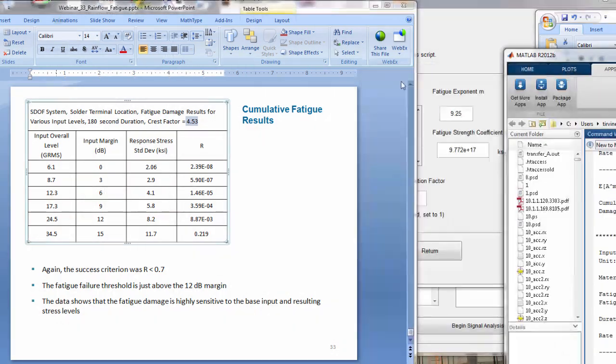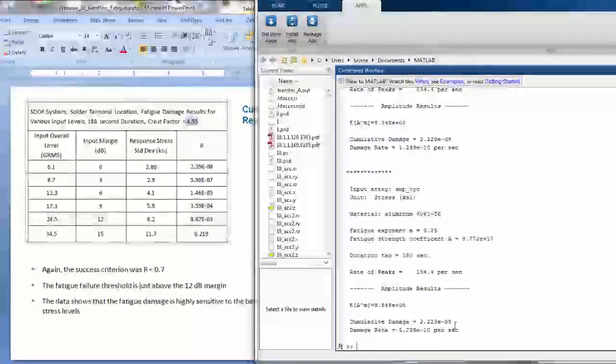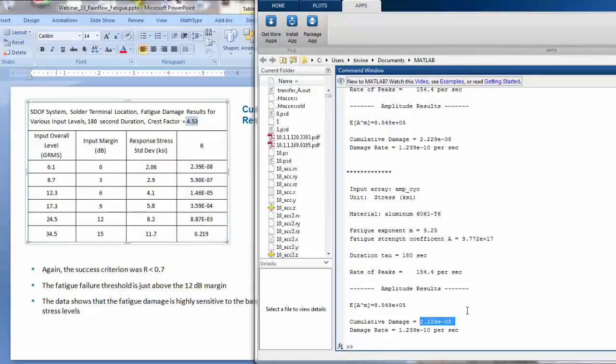Let's go back to our MATLAB command window here. So here's our cumulative damage. Again, cumulative damage in terms of Miners does not depend on duration, but our damage rate does. So here's our damage rate per second. So if we take that damage rate per second, we say, okay, at what duration will our damage be equal to 0.7? That's the number of seconds.